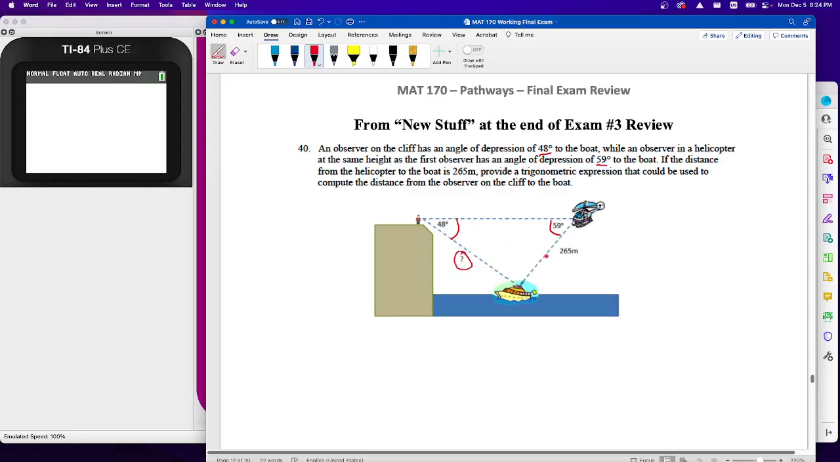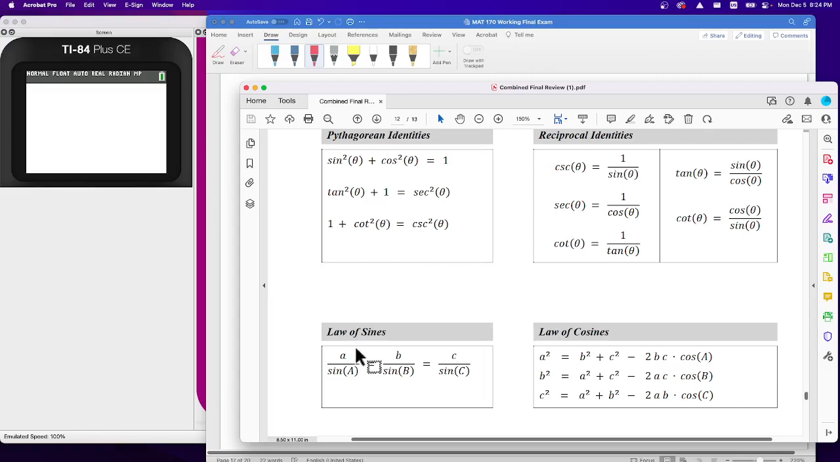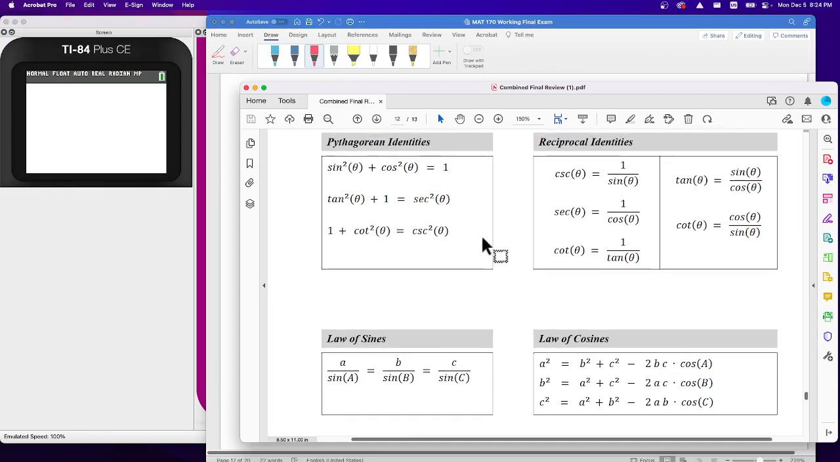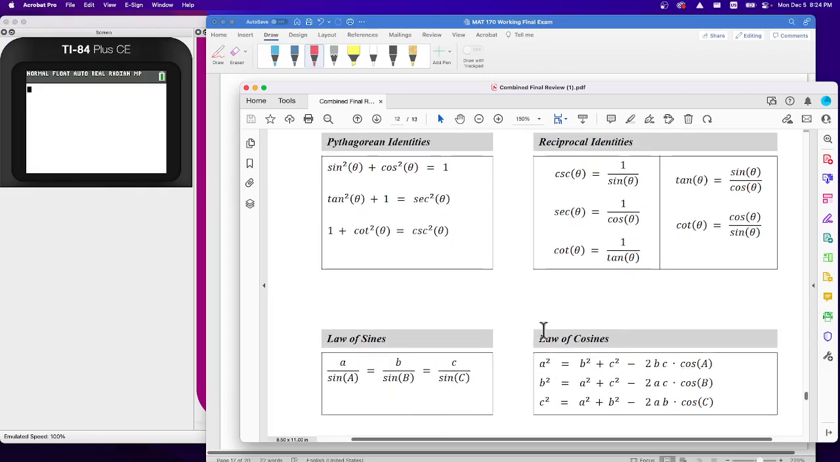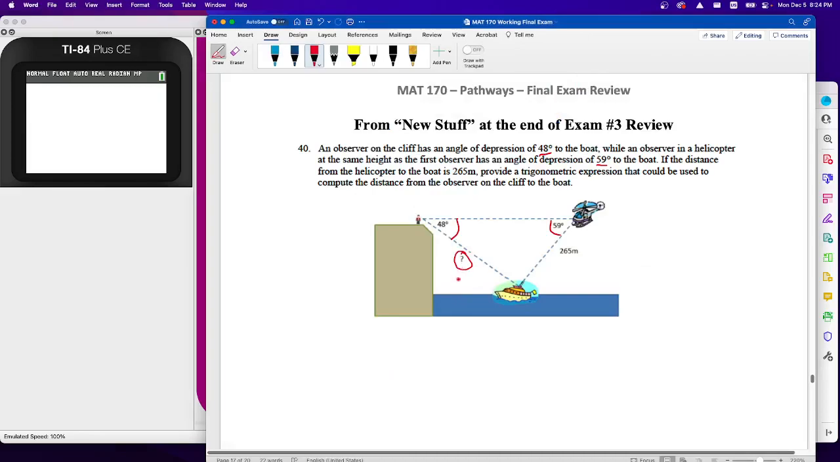Well, we can use what's called the law of sines, because we've got an angle and a side opposite, an angle, and we're trying to find the side opposite. So from our formula sheet, what we're looking at is law of sines right here. So the length over the sine of the angle, length over the sine of the angle of the triangle. Let's see, do they have the triangle here? No, they don't provide the triangle, but it's the angle and the side opposite.